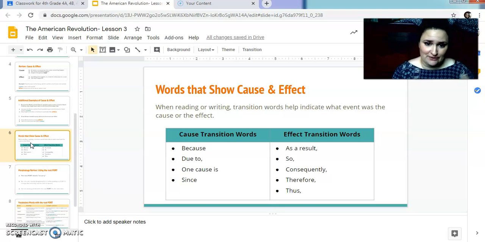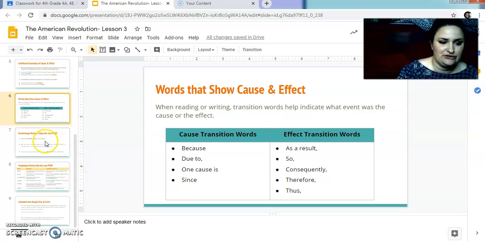When you're reading or writing, transition words in sentences can help you figure out whether an event was the cause or the effect. The word cause itself is the number one indicator that something was the actual cause of an event. Other words that indicate a cause are because, due to, one cause is, and since. Words that might indicate an effect, something that happened because of something else, are as a result, so, consequently, therefore, and thus. If you're trying to figure out whether something caused something else to happen, pay close attention to these words.